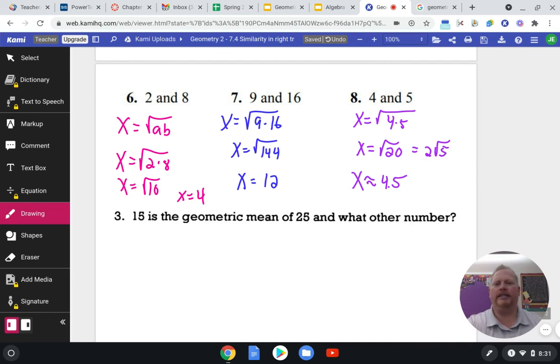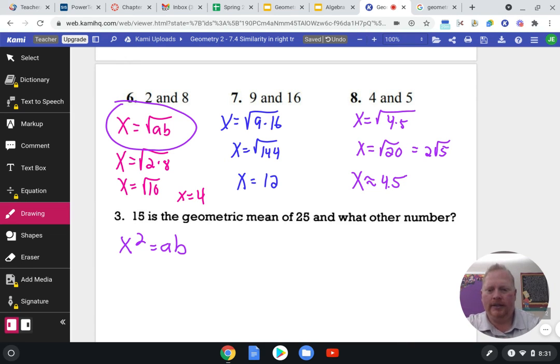Now remember in the slideshow I gave you 3 different formulas. Obviously there's x equals the square root of AB, which is great most of the time. And then closely related to that is x squared equals AB. This is about the only time I would use that x squared equals AB: if they give you the geometric mean and ask for one of the other numbers.